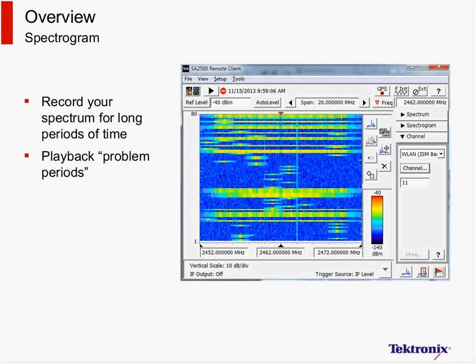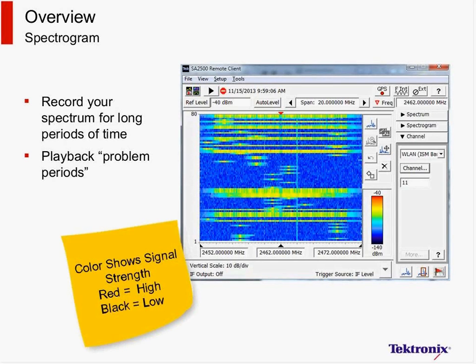This gets really important when we start thinking about interference because we want to be able to log the interference over a specific span. Very often today, we even have the facilities for recording and playing back the data that we record. Got to be careful though. Compared to a real-time display, the color in the spectrogram means different things. Color is now signal strength, red being high and black being low.